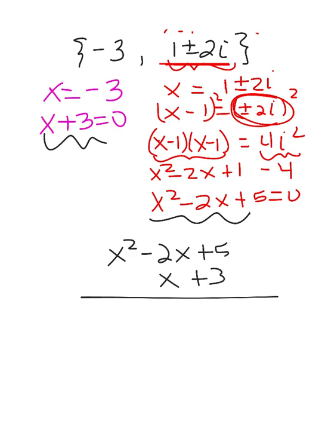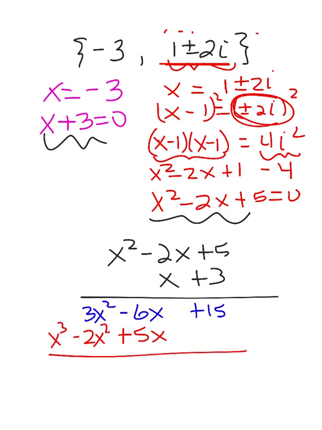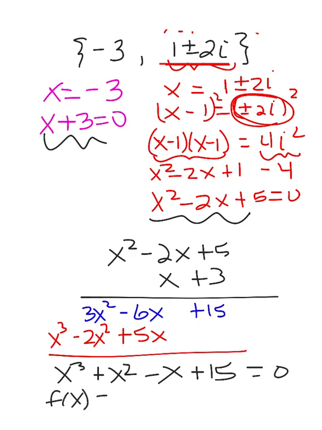All right, so I have 3 times 5 is positive 15. 3 times negative 2x is negative 6x, and 3 times x squared is 3x squared. And now I'm going to multiply the x. x times 5 is positive 5x. x times negative 2x is negative 2x squared, and x times x squared is x to the third. We add them straight down. I get x to the third plus x squared minus x plus 15, and that has to equal either 0, or you have to have f of x equals x cubed plus x squared minus x plus 15.